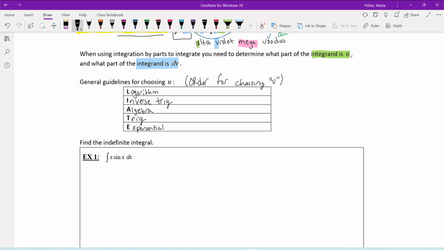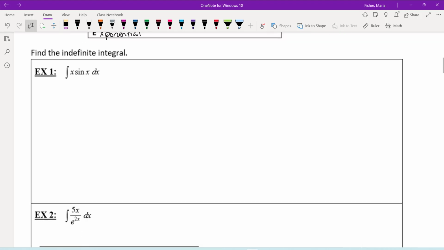So let's use all of that information to find the indefinite integral for the next few problems. Example 1 is the indefinite integral of x sine of x dx.